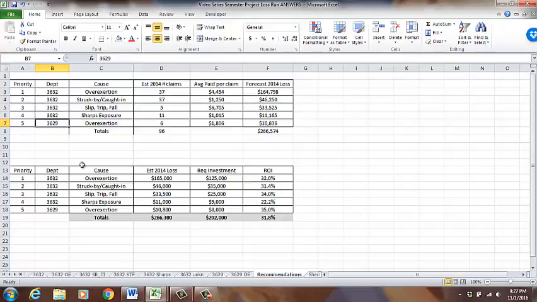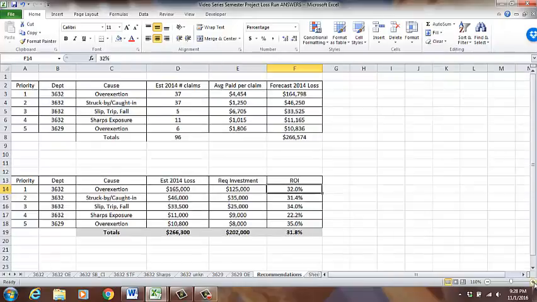As you can see, I don't have all of the 3632s. I didn't do the unknowns. It gets to a point where there isn't much value in going any further. I've got the overexertion. So I've got the estimated conservative number of claims that are going to occur the following year. I've got the average paid per claim based on the data that's given. And then I have the forecasted, this is the conservative estimate forecast. Then come down here and I rounded up on a few numbers because again, these dollars are tens, hundreds. So I've got my priority, department, cause, the loss, the requested investment, and then the return on investment.